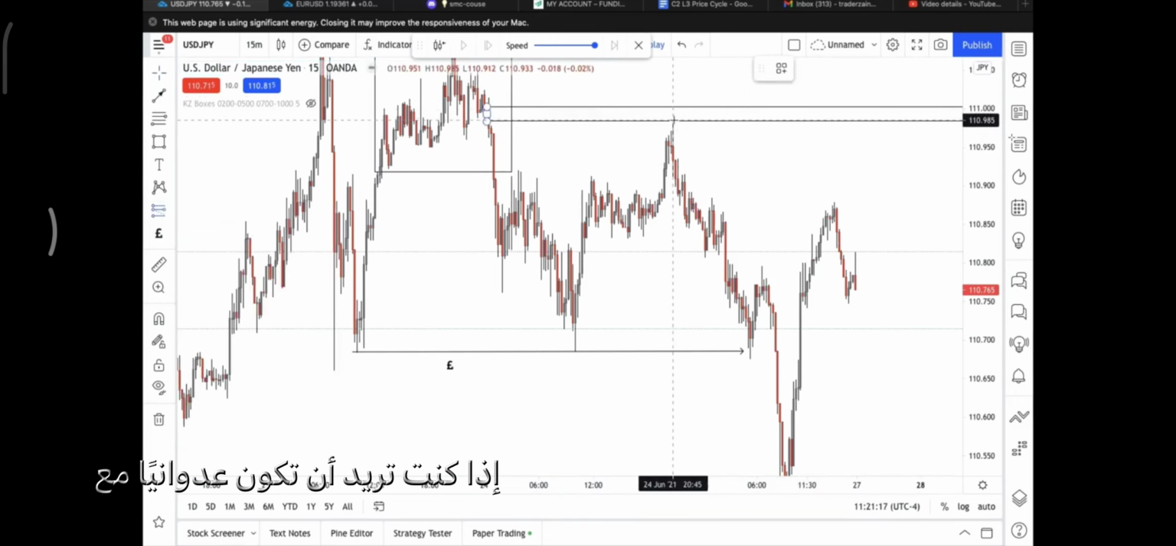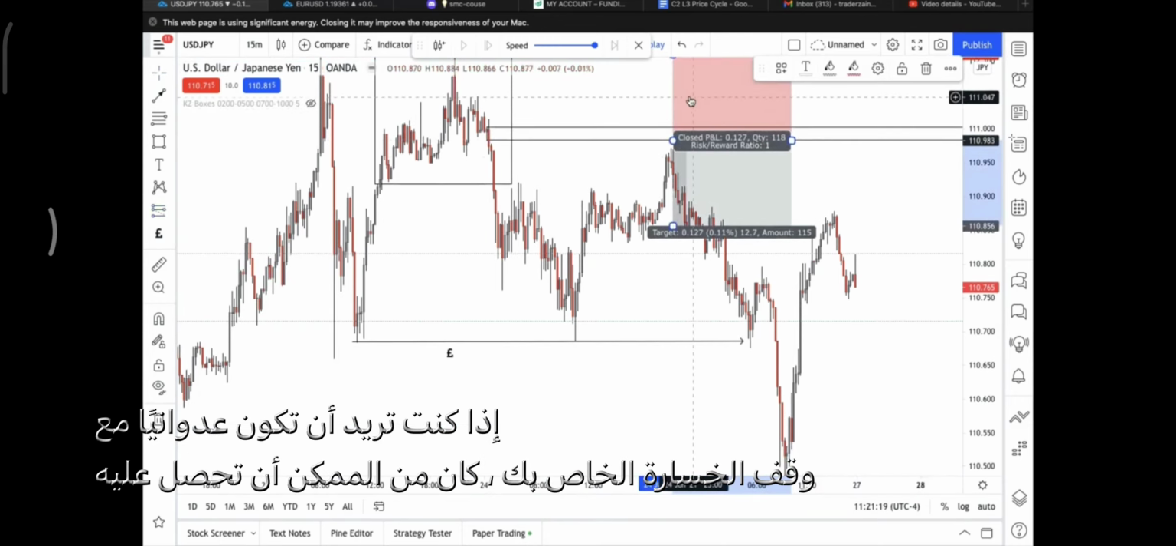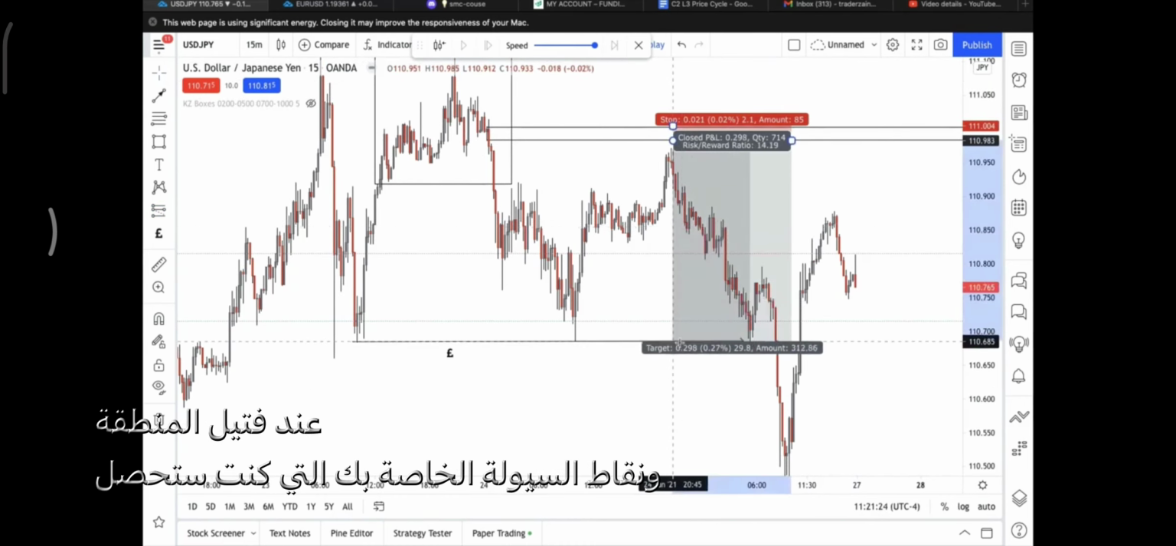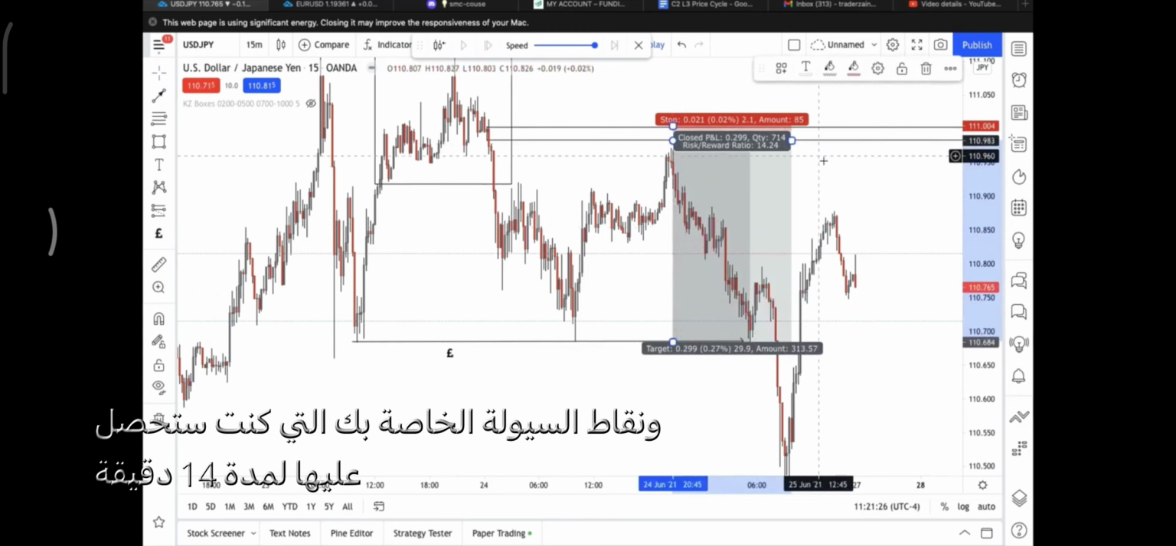If you want to be aggressive with your stop loss, you could have had it at the wick of the zone and your TP at the liquidity. You would have caught a nice 1 to 14 risk to reward.